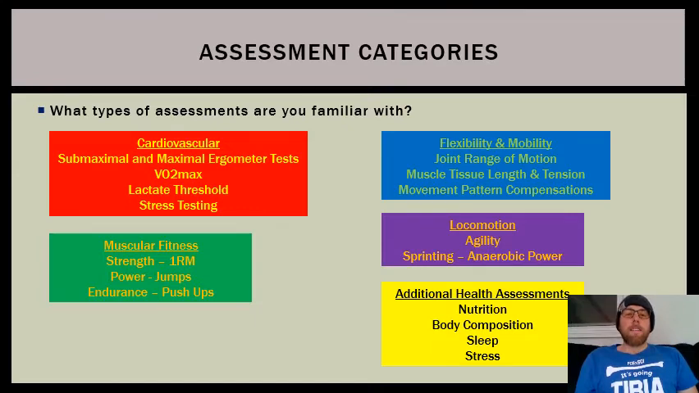Stress testing is clinical testing, right? Muscular fitness, we'll talk about some muscular fitness tests. Strength for 1RM. 1 rep max is a very classic assessment. Power testing, jumps, vertical jumps, and muscular endurance, like how many reps can you do or how long can you go. Then we have flexibility, range of motion testing, how tight are some of your muscles.